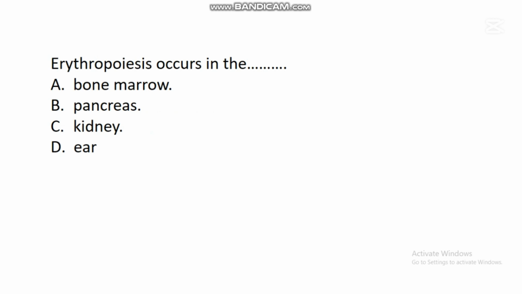The next question says, erythropoiesis occurs in the dash. A. Bone marrow, B. Pancreas, C. Kidney, D. Ear. In this question, the correct answer is A. Bone marrow. The word erythropoiesis means production of red blood cells. So production of red blood cells occurs in the bone marrow.